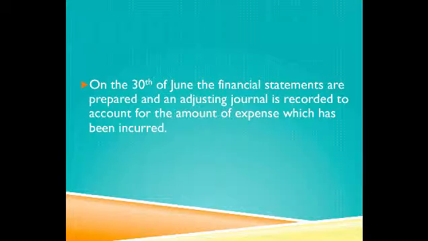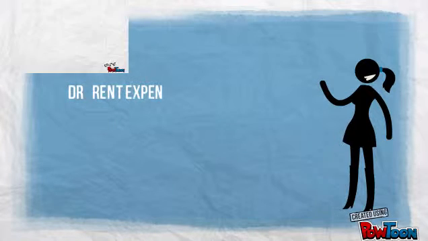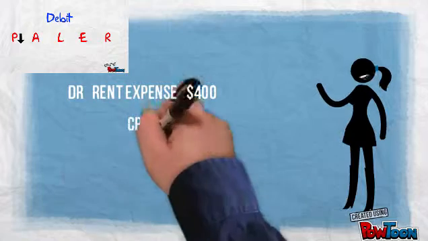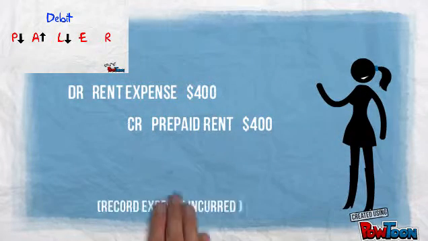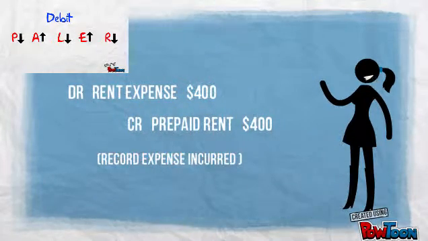On the 30th of June, the financial statements are prepared and an adjusting journal is recorded to account for the amount of expense which has been incurred. So we debit rent expense $400 and credit prepaid rent to record the expense incurred.